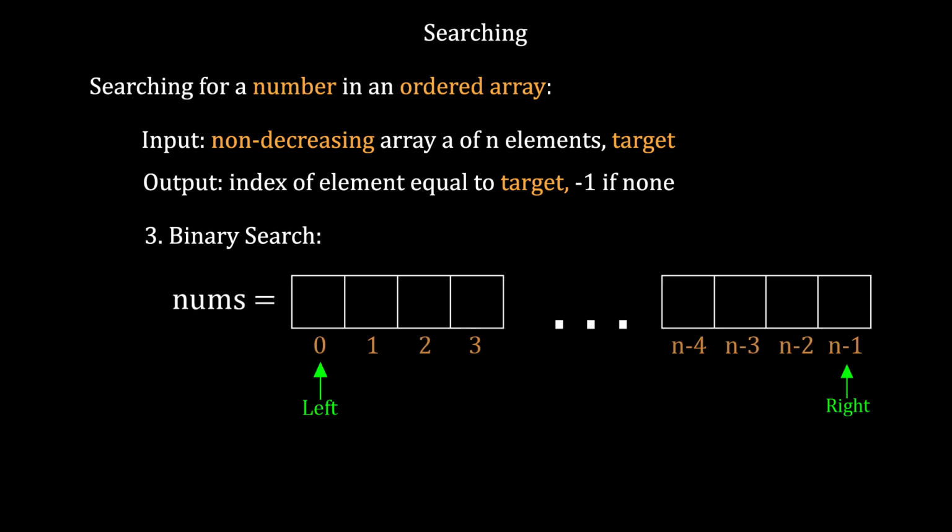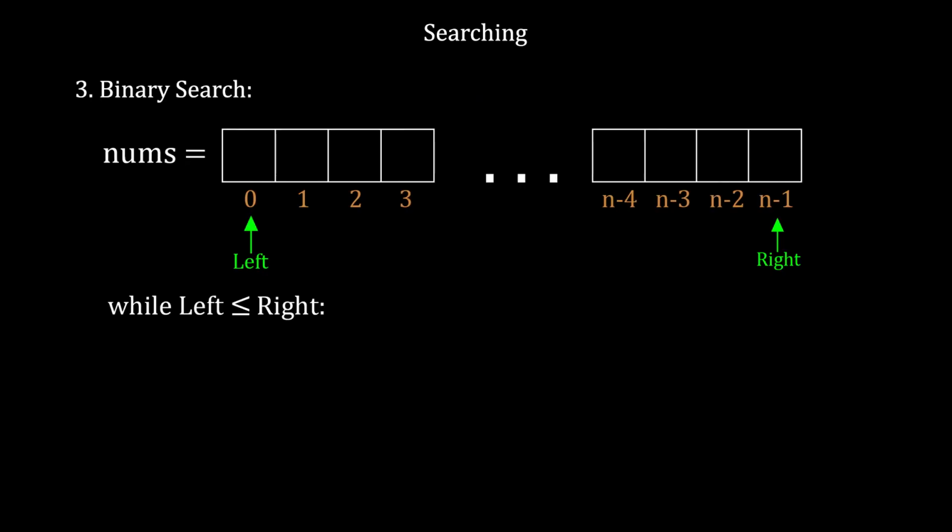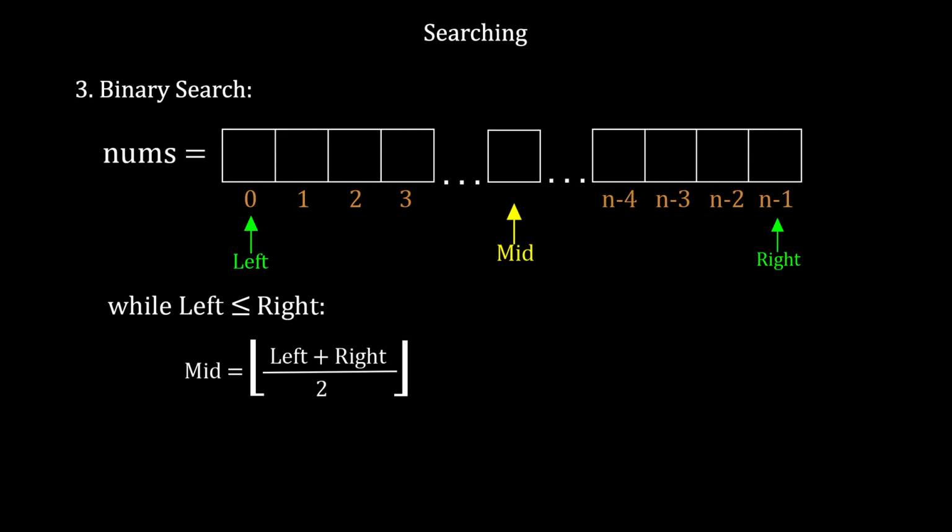Let's say nums is our array, and it has n elements, and it is non-decreasing. We will denote the searching range by two pointers, left and right, initially on 0 and n-1 respectively. While left is less than or equal to right and we still haven't found our target value, we will compute the middle position, which is floor of (left + right) divided by 2, and we compare the element on that middle position with the target value.